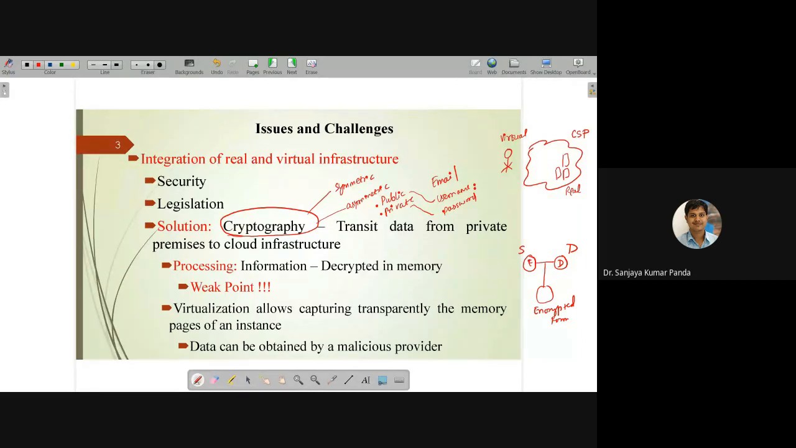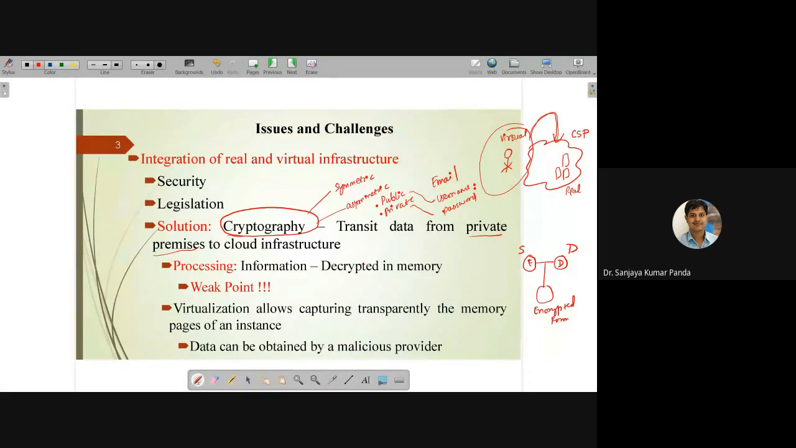Okay. So when you transit the data from private premises to the cloud infrastructure, the user's data is available in its own infrastructure, which we call your private infrastructure. So when a user or organization wants to move the data from their premises to the cloud infrastructure, there is a movement of data from their infrastructure to the cloud infrastructure. So in between, you have to ensure that the data is safely transferred from the customer infrastructure, you can say, to the cloud infrastructure.